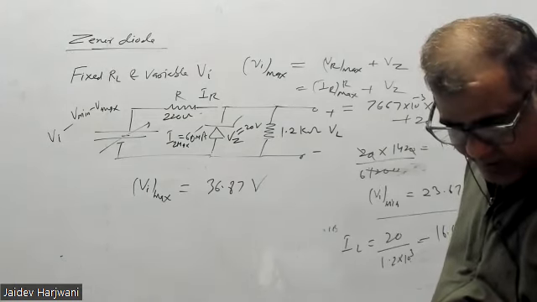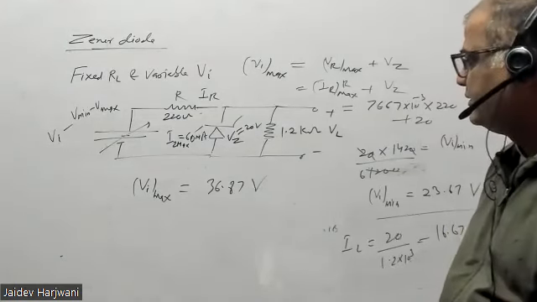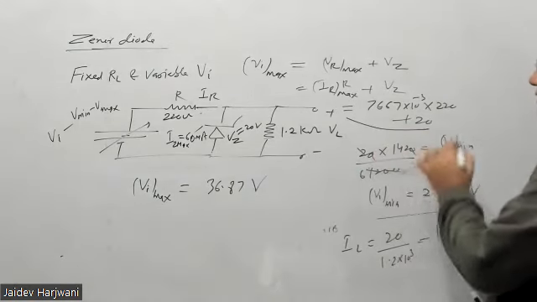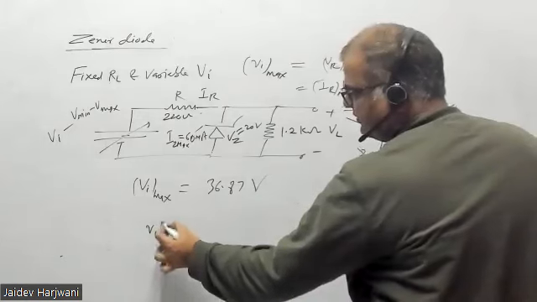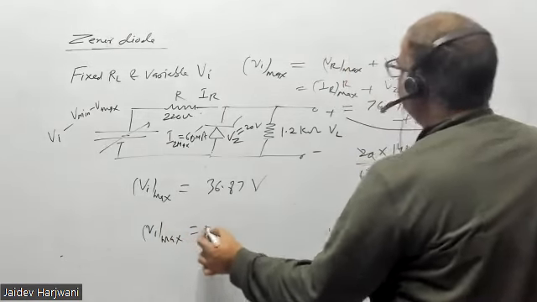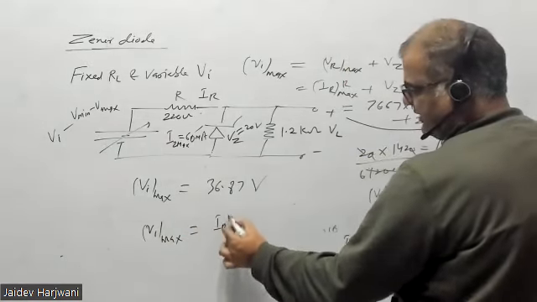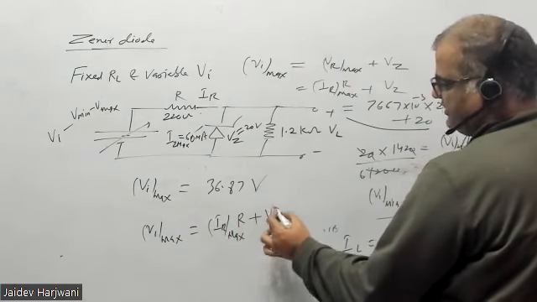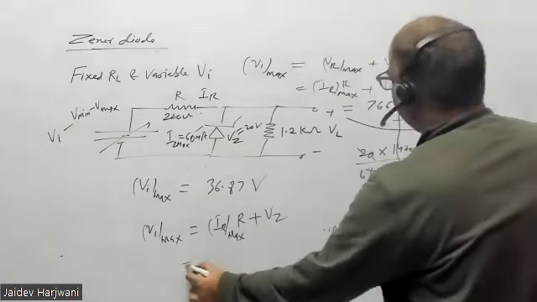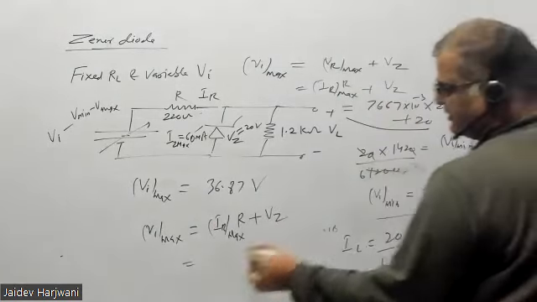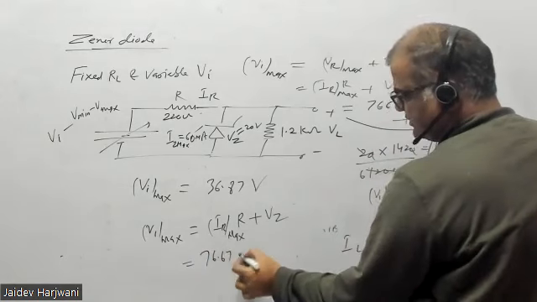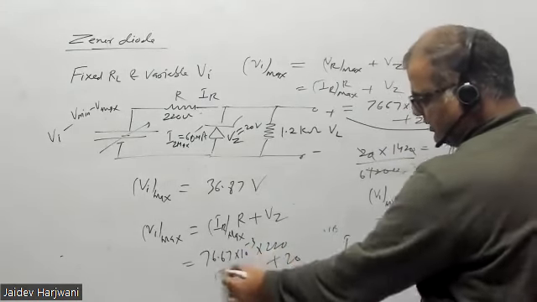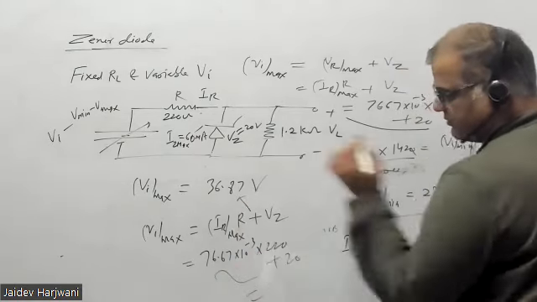Other students, are you getting this one? This is the formula you use: VI max equals IR max into R plus VZ. 76.67 times 10 to the power minus 3 into 220 plus 20. If you solve this one, this answer will come.